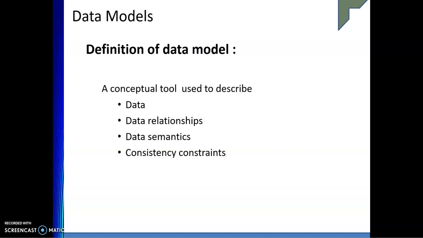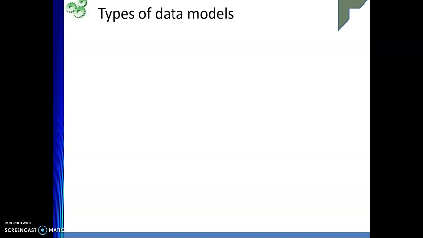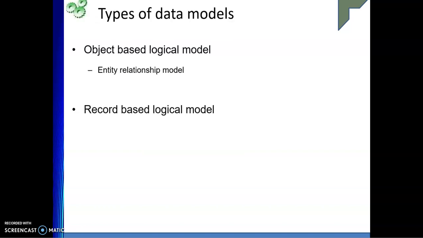Consistency means that whenever there is any kind of change in the data itself, it has to move from one consistent state to another consistent state. While doing so, certain limitations and restrictions have to be added. In data semantics, we have to understand the meaning of the data itself. So a data model holistically considers the data, the relationship, the semantics, and the consistency constraints.